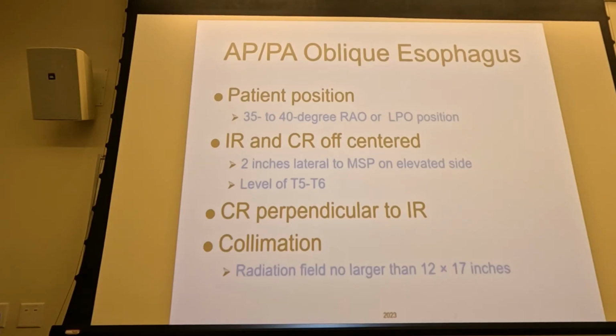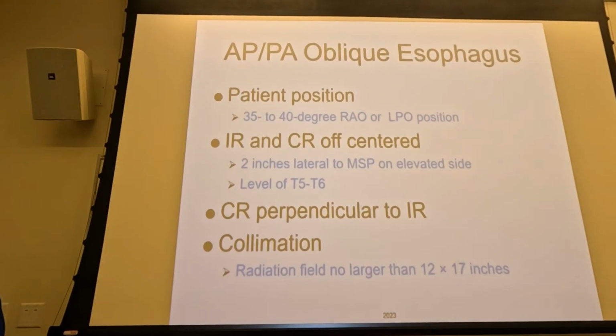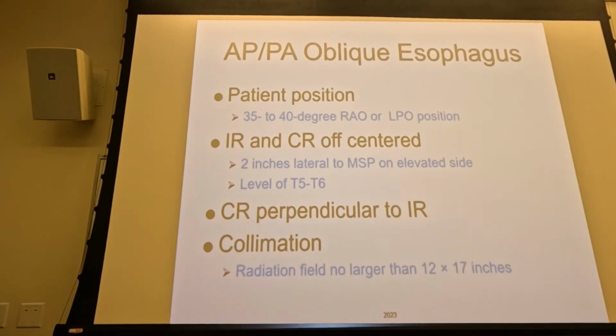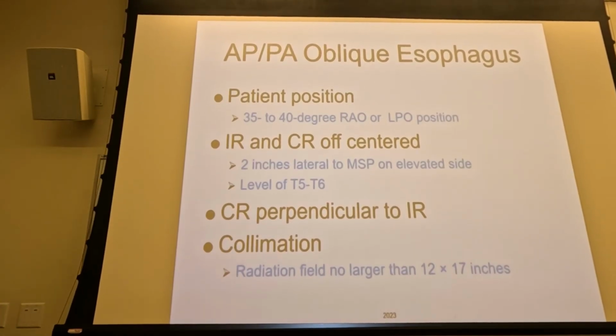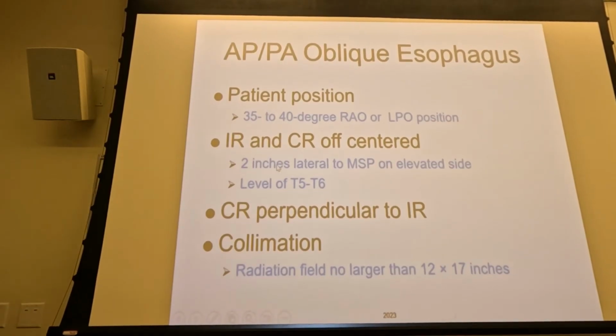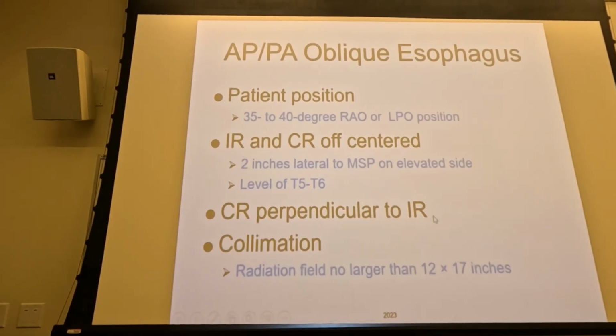They're going to be laying on their stomach and oblique the patient 35 to 40 degrees. And top of the image receptor is going to be 2 inches lateral to the mid-sagittal plane on the elevated side. And it's going to be the central ray, I think I said top of the image receptor. Central ray is going to be T5, T6.